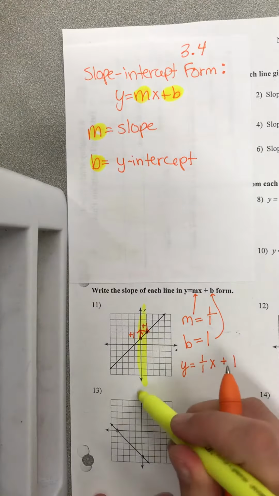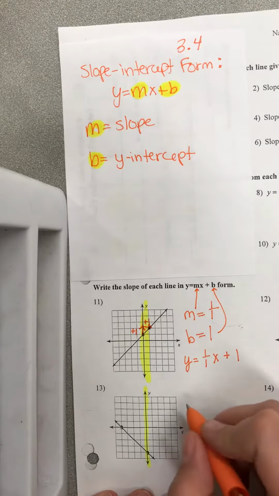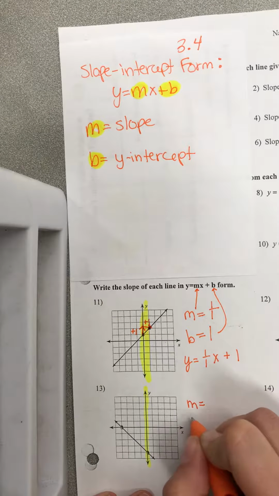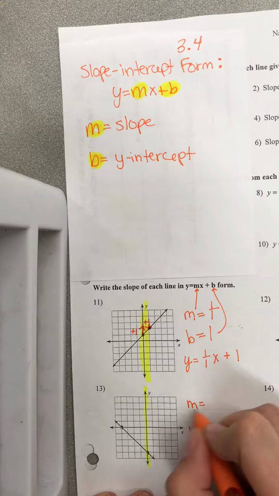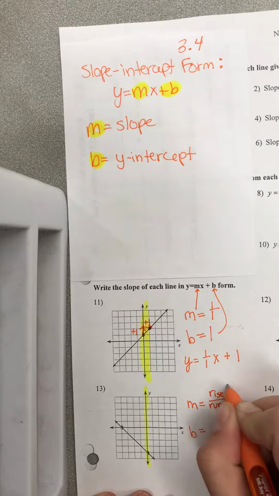If you look at number 13, I'm going to highlight my y-axis. That just helps me identify my y-intercept. Once again, I need to find my slope and my y-intercept. Just as a refresher, slope is rise over run.